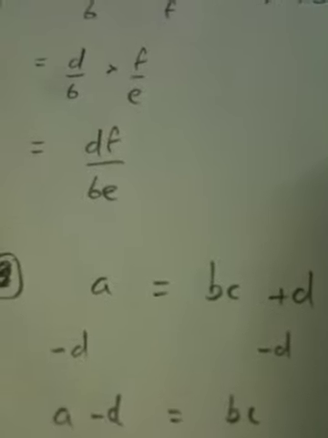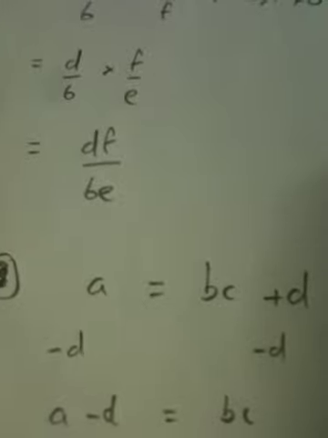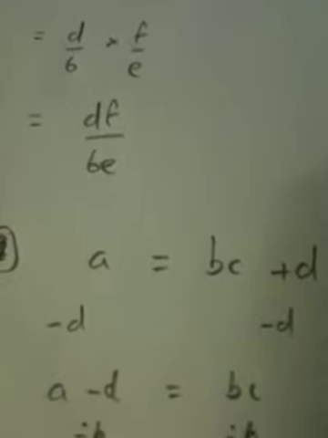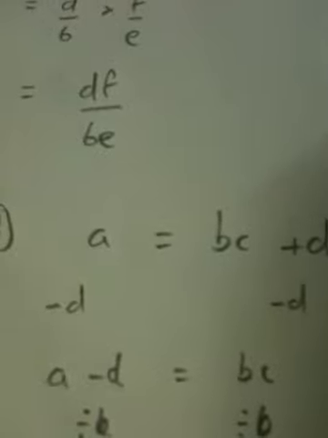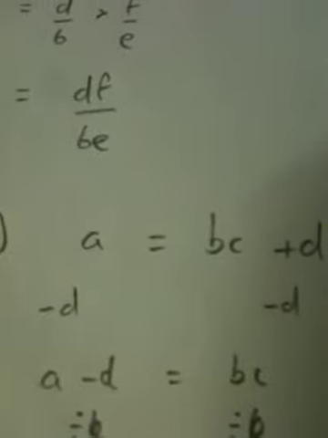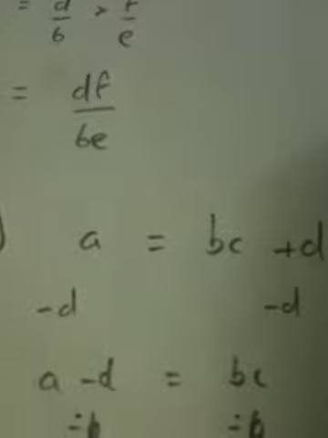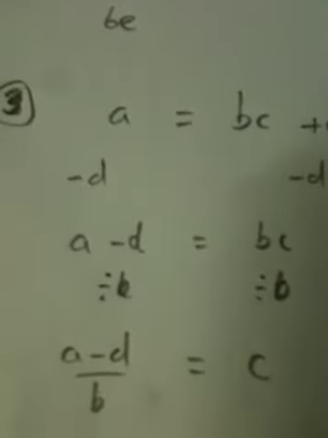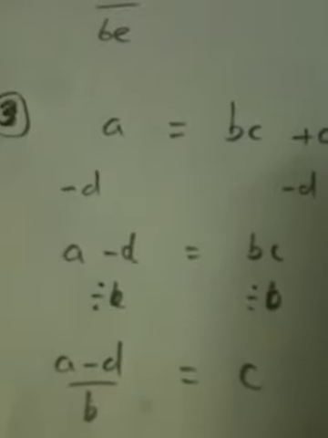Now I want to get c on its own. At the moment we're doing b multiplied by c, so I'm going to divide both sides by b. And that b on the right hand side magically disappears because b divided by b is 1, so we're just left with c. a minus d over b equals c. And as we're making c the subject, c should be on the left hand side. So just swap them around. So c equals a minus d over b.